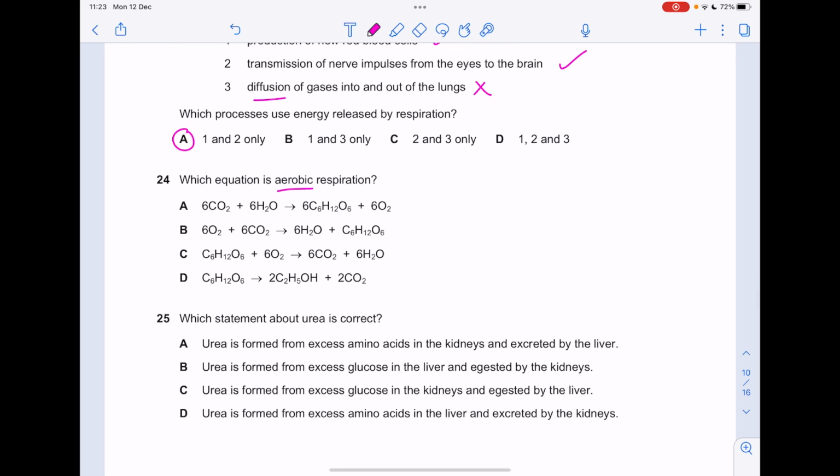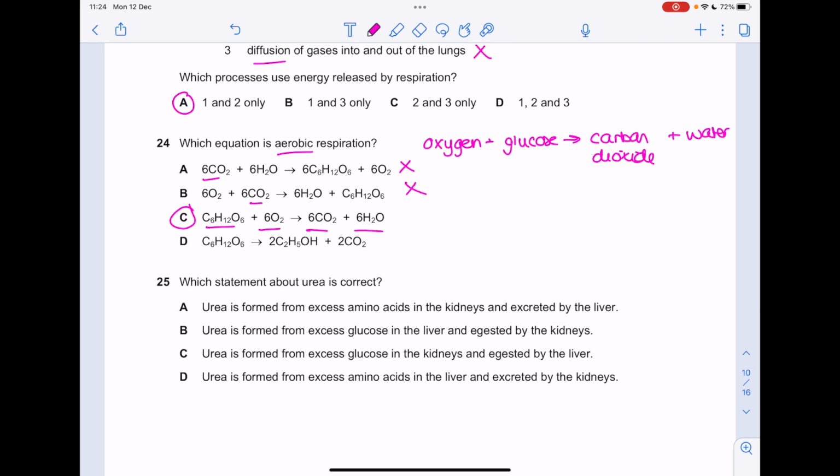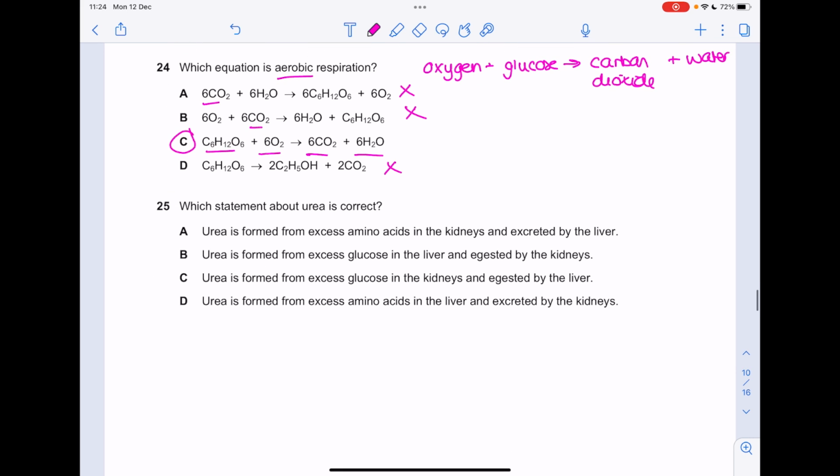Which equation is aerobic respiration? That means it requires oxygen. Then we have glucose, and we make carbon dioxide and water. So looking down here, it's not A because carbon dioxide does not go in. It's not B for the same reason. C, there's our glucose, there's our oxygen, our carbon dioxide and water, yes. And then this one down here is all to do with anaerobic respiration. And we've been asked about aerobic respiration.